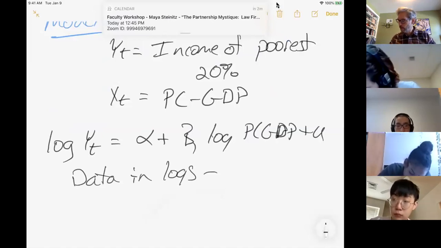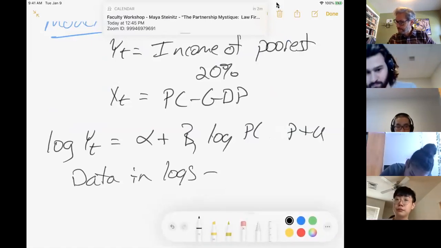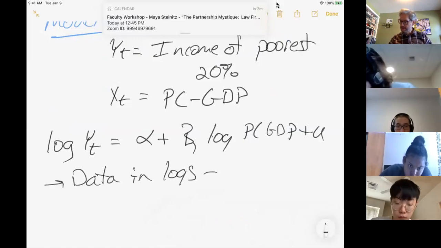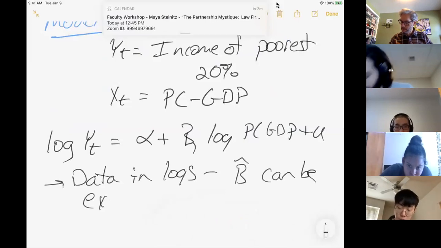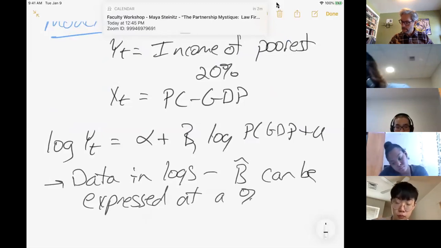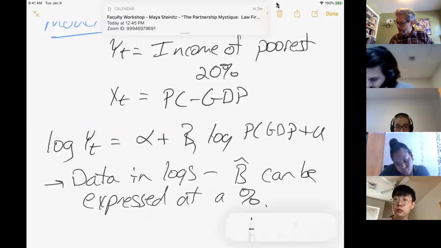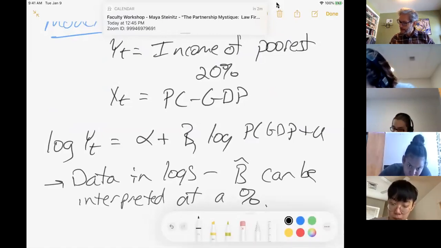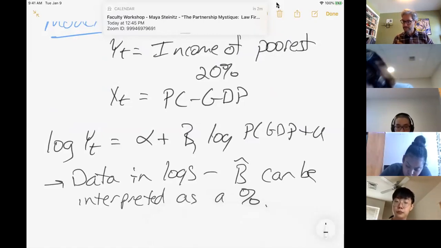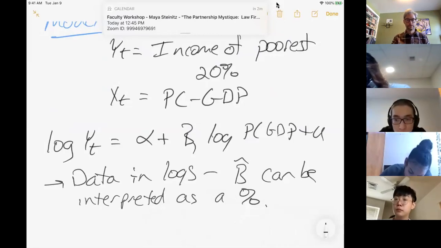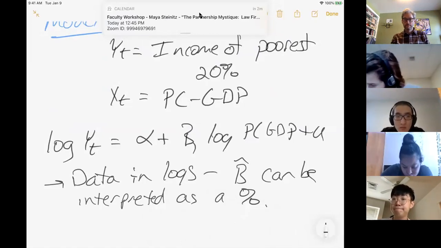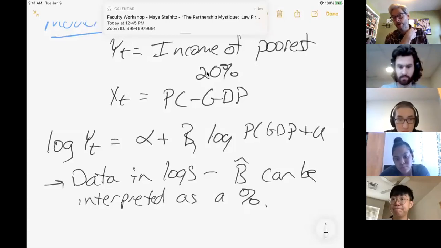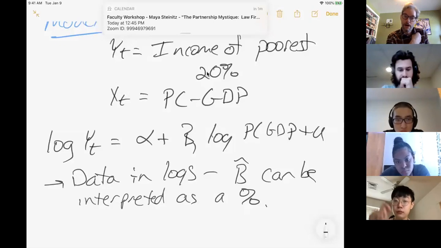And this is something that you will see quite commonly in many of your papers. What's the advantage of putting the data in logs? That beta then can be, I shouldn't say expressed, I should really say interpreted as a percent. So that's their model. This model is in what we call log form, where they look at the log of the income of the poorest 20% and the log of per capita GDP.